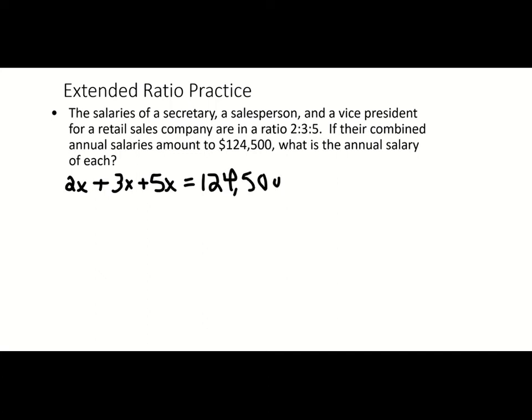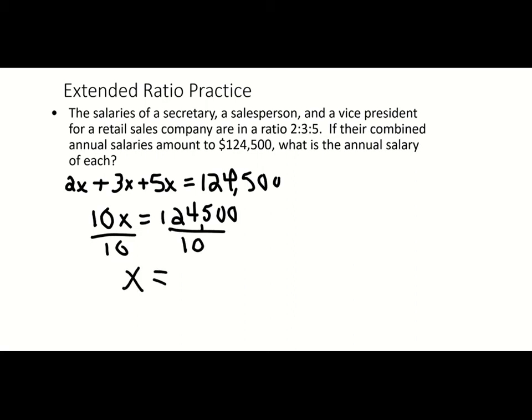If I combine like terms, I end up with 10x equals 124,500. Divide by 10. So x is going to be 12,450. And again, that's your base salary.